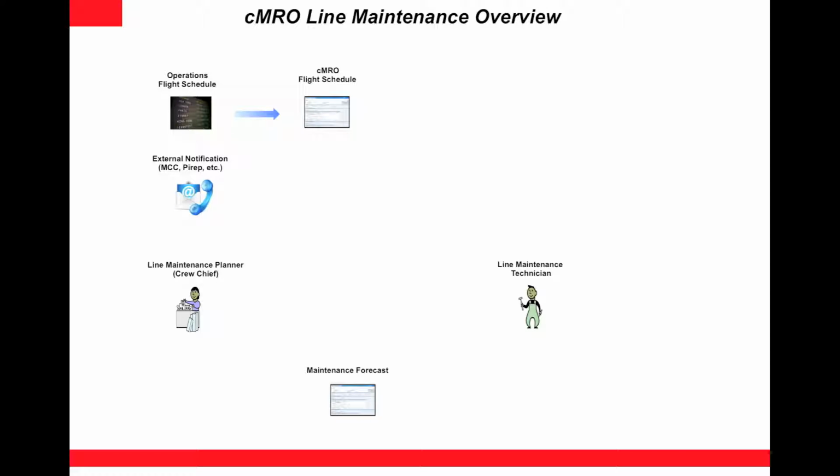Let's start with planning from a flight schedule. cMRO provides a facility to hold the operations flight schedule with all the maintenance relevant information. The data is usually electronically interfaced through our public interfaces, but can also be maintained manually. Since the flight schedule changes frequently, it is recommended to design the interface process to reflect these changes immediately in cMRO and keep the two schedules synchronized at all times.